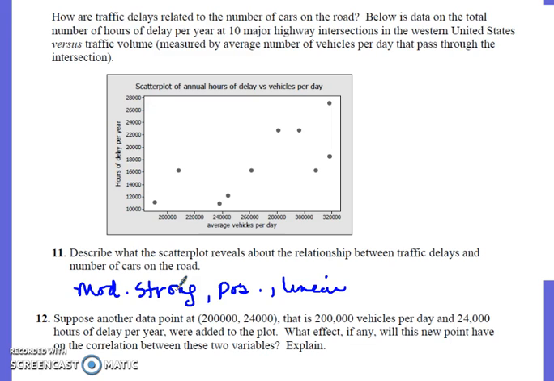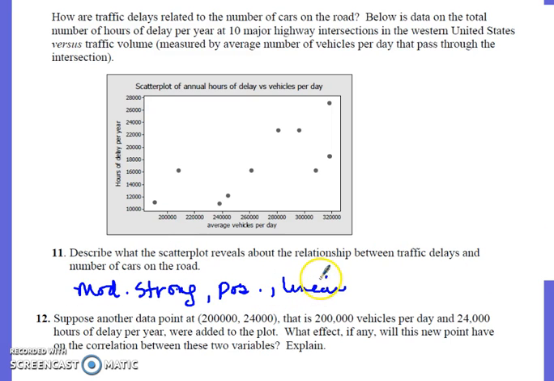I also went on to say that as the number of vehicles increases, the hours of delay increases, which is just another way to say it's positive, that they're both increasing. That's pretty much all it's asking me about for number 11. It's not asking me to go into any specifics or anything.